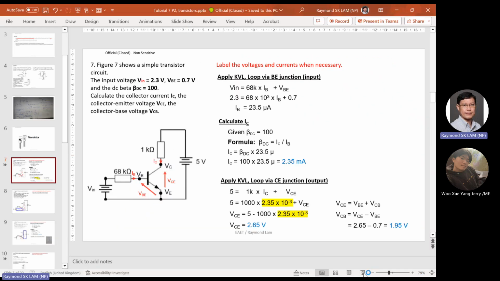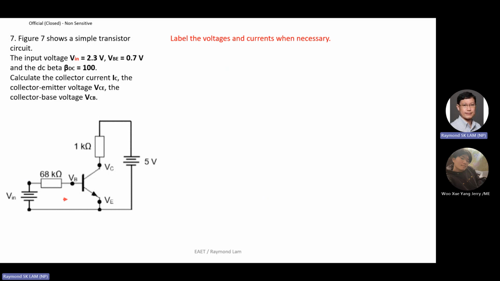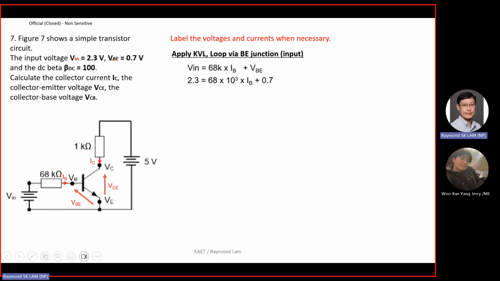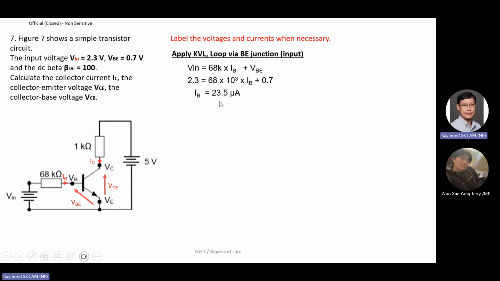Okay, so I come back here. From this equation, we do the math. V in is given, and VBE is given here. So now you look at this equation, can you solve for IB? Yes, because it is one equation and there's only one unknown, which is IB. So you should be able to use mathematics to solve the equation. You solve the equation, and you get 23.5 microampere.